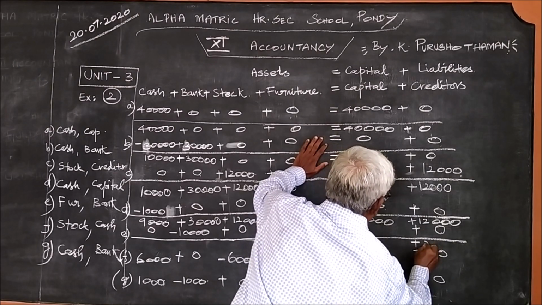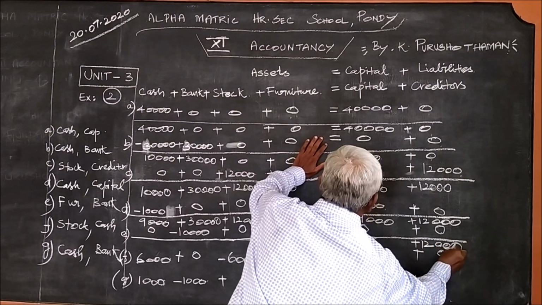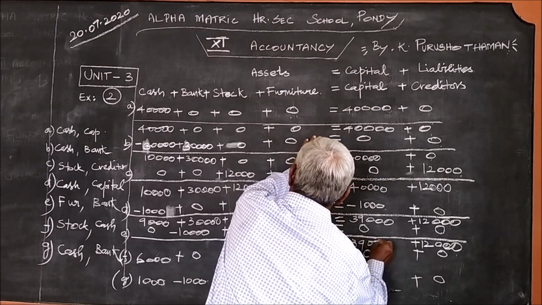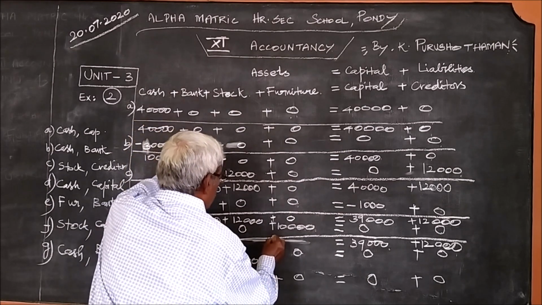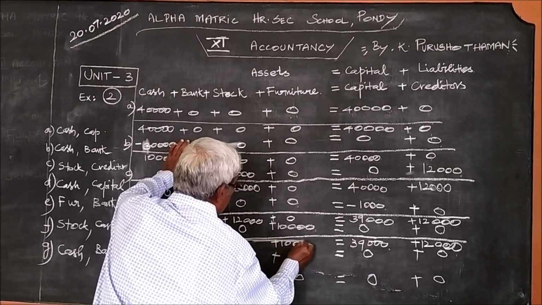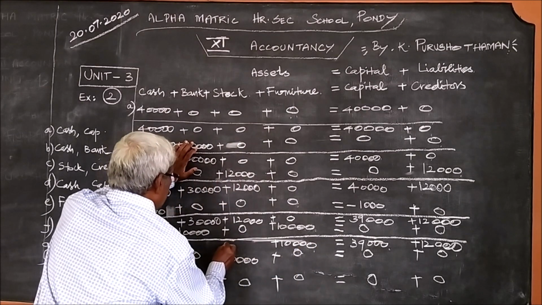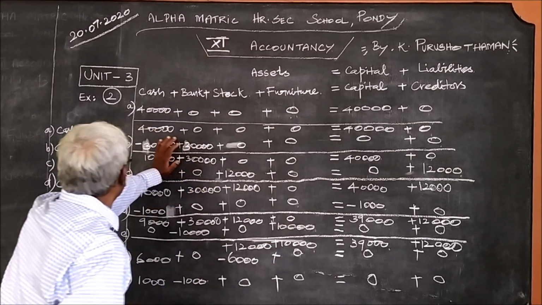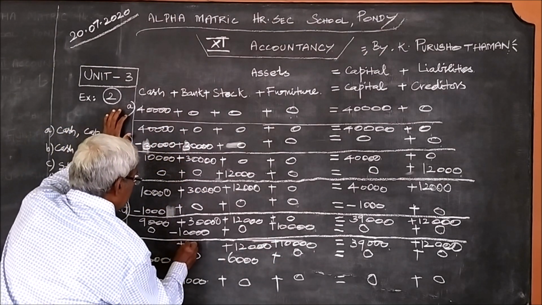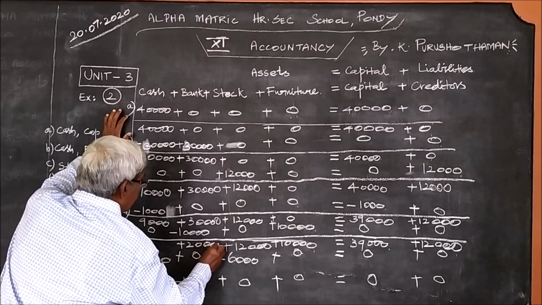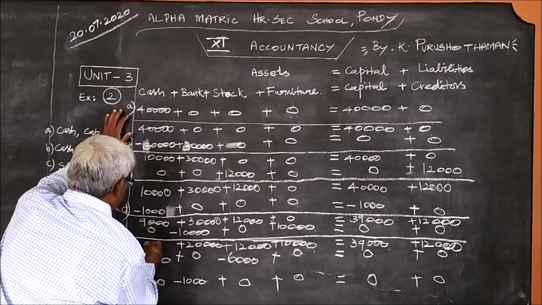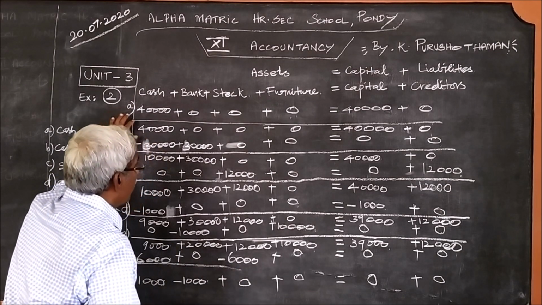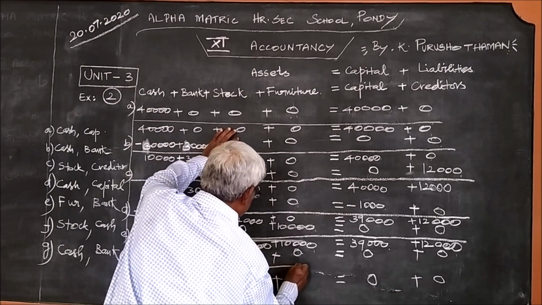Here 12,000 plus 0, 12,000. 39,000 plus 0, 39,000. 0 plus 10,000, 10,000. 12,000 plus 0, 12,000. 30,000 minus 10,000, 20,000. 9,000 plus 0, 9,000. Once again we can add.